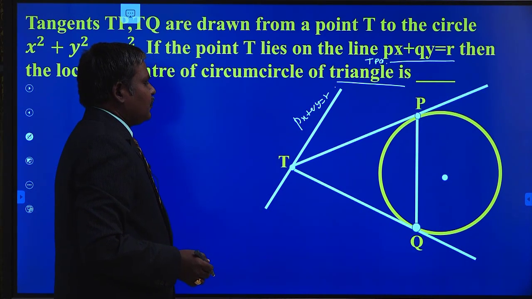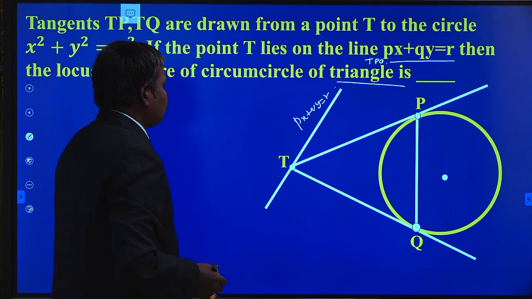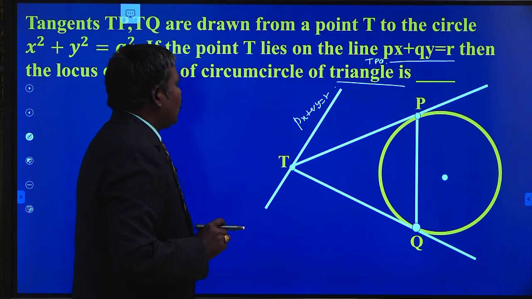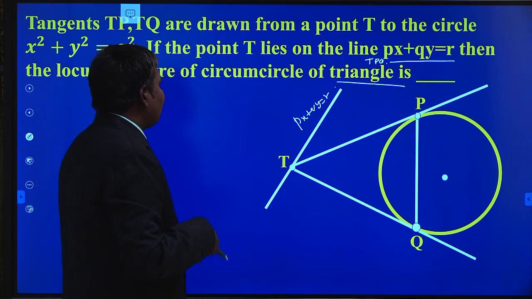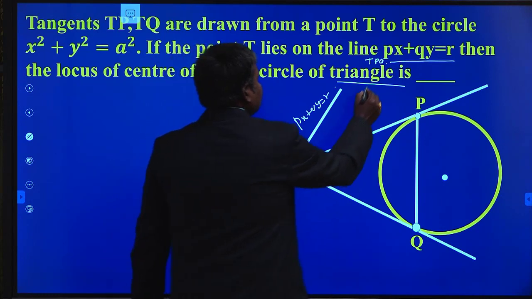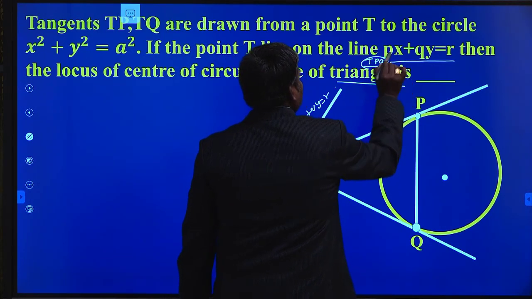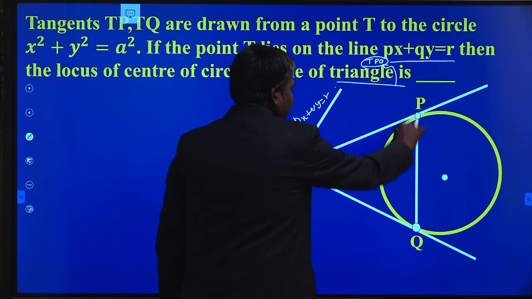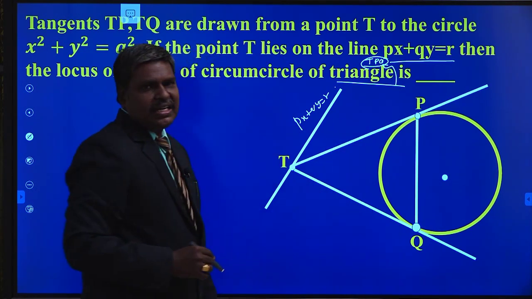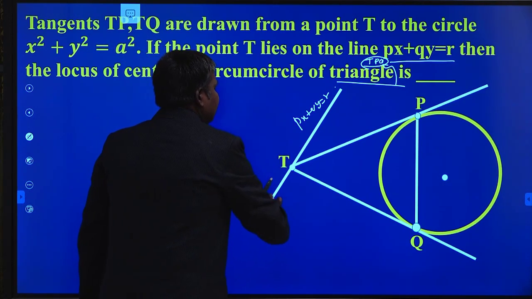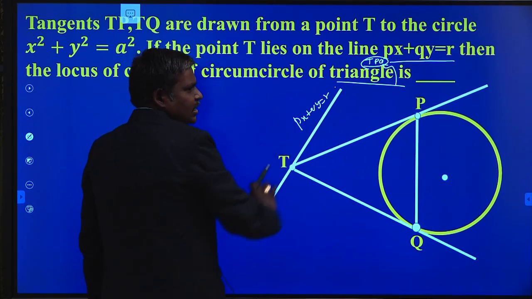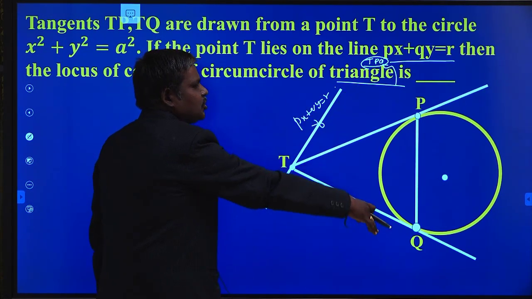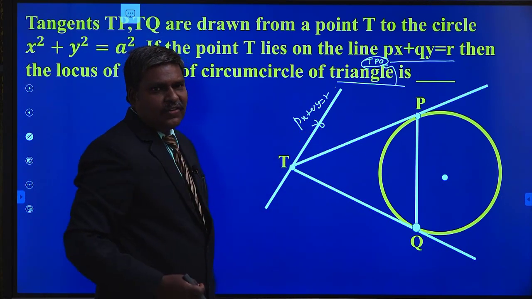Now, this is the chord of contact of the circle with respect to the point T. Now, we have to find the locus of the circumcenter of the triangle. What is the triangle? TPQ. Why is this triangle varying? The point T here is not my fixed point. It is varying on this line. If the position of the point is changed from here to here, the tangents' positions will change, and their corresponding points of contact change.